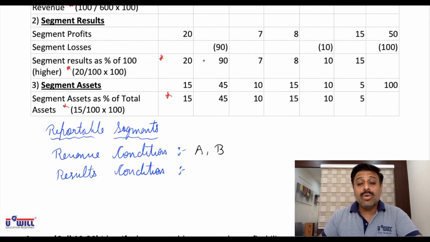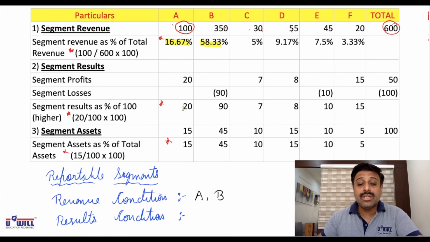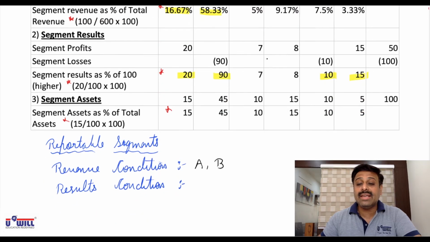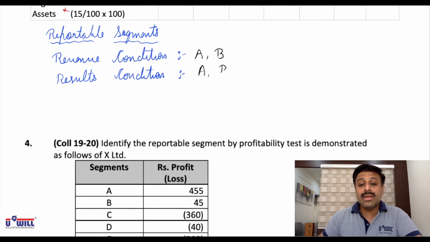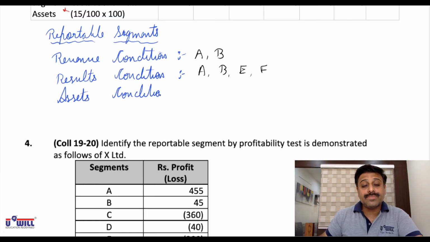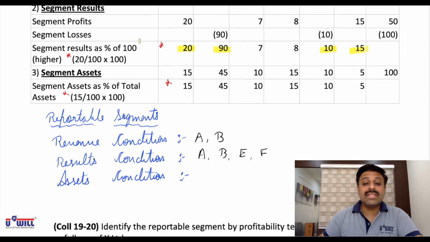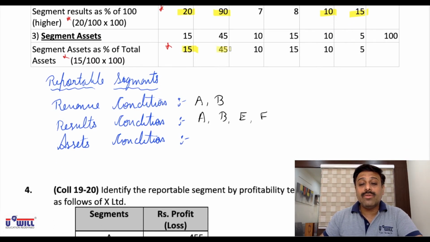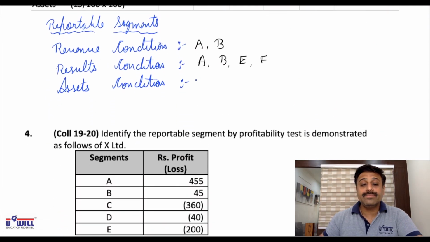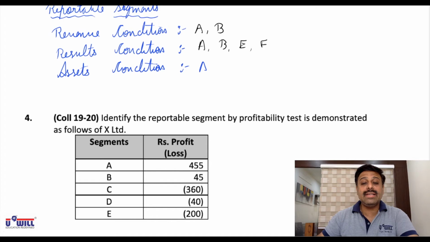Then as per results condition, which all have more than 10% as per results condition? 20, 90, 10, 15. At least 10% means equal to 10 will also be included. So which ones are there? A, B, E and F. Now as per assets condition, which all have more than 10? 15, 45, 10, 15, 10 means A, B, C, D, E.